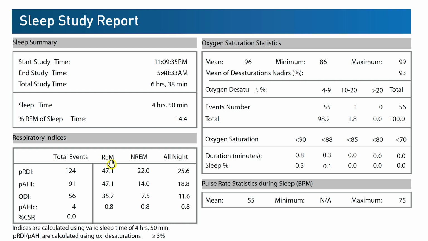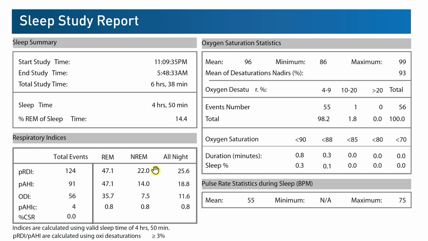Now, on this side of the table, these numbers are the average per hour. So when you see 47.1 here, it's saying the RDI during REM sleep was 47.1. Or in other words, there were 47.1 events on average per hour during REM sleep. And this number was lower during non-REM sleep. So reading this, we would say there were 22 events per hour on average during non-REM sleep.